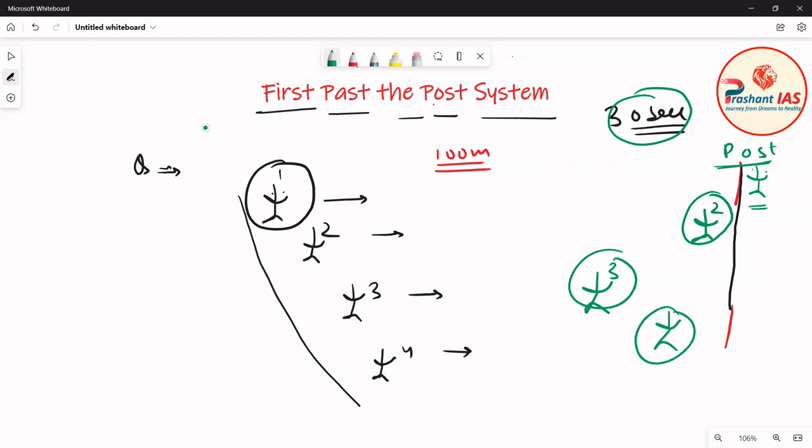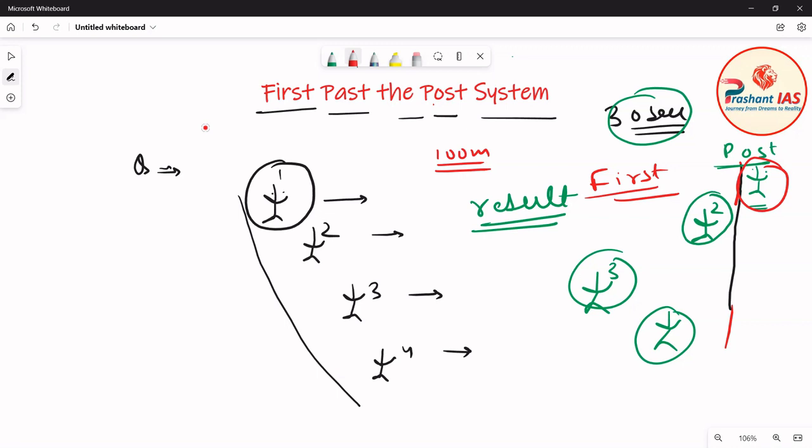Now, can anybody tell me what is the result of this race? Even a child can tell me that, sir, contestant number 1 has clearly won. Why? Because he is the first contestant to cross the post. He is the first contestant to touch the rope.